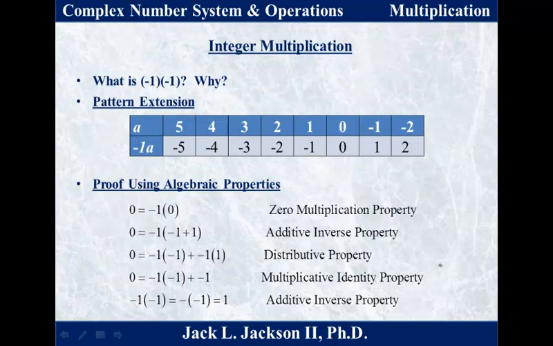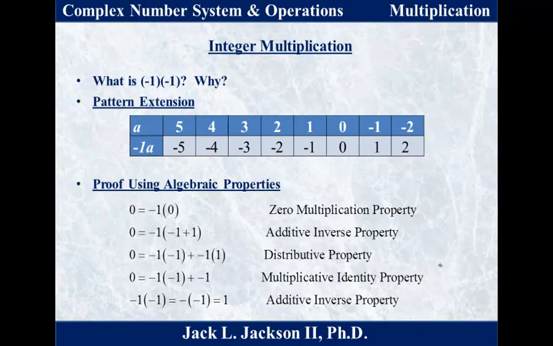The first one is pattern extension. Let's look at A being 5, 4, 3, 2, 1, 0, negative 1, negative 2, and multiply by negative 1. Well, we know what negative 1 times 5 is. It's 5 times negative 1, which is negative 5. Negative 1 times 4 is negative 4. Negative 1 times 3 is negative 3. Negative 1 times 2 is negative 2. Negative 1 times 1 is negative 1. Negative 1 times 0 is 0. Those we know how to do.